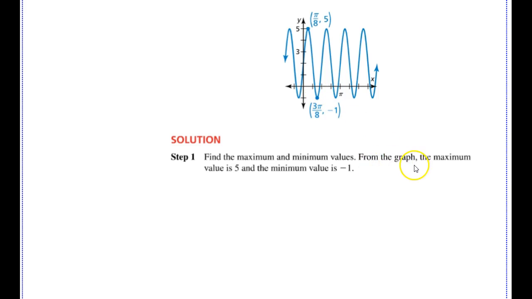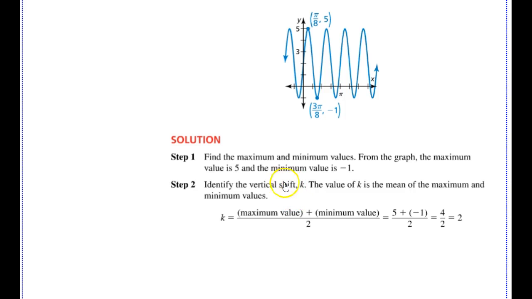So from this graph I see the maximum is 5 and the minimum is negative 1. So that can help me find the vertical shift, right? How much I've shifted the whole thing up. The vertical shift is the middle of these two numbers, or the mean. So I take the maximum plus the minimum and divide it by 2. 5 plus negative 1 divided by 2 gives me 2. So my k value is 2.